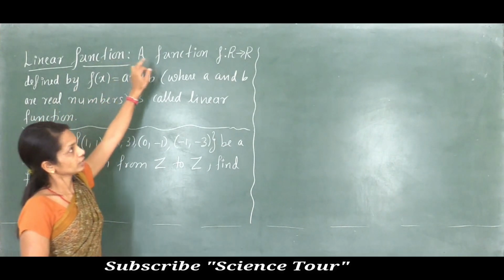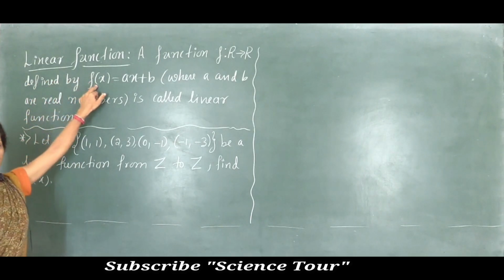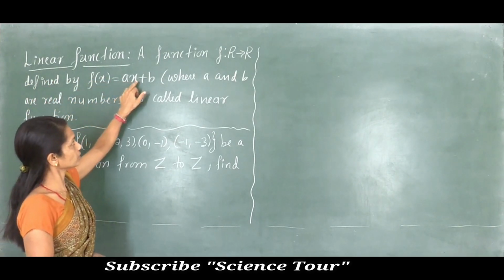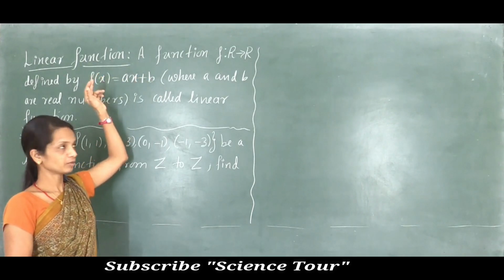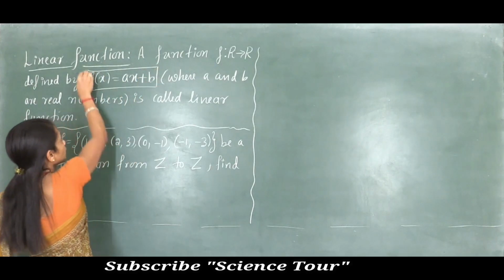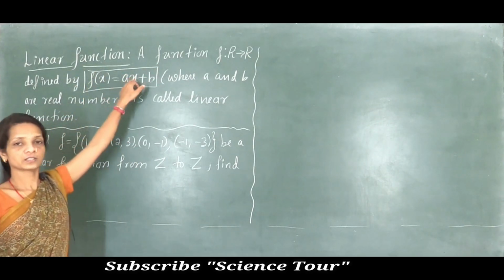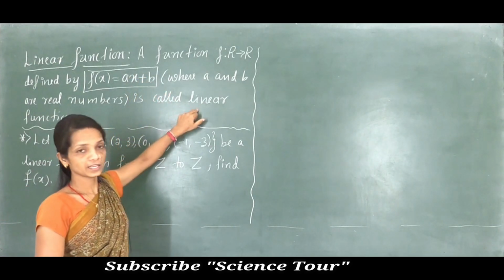A function f from R to R defined by f of x equal to ax plus b, where a and b are any real numbers, is called a linear function. So f of x equal to ax plus b type of function is called a linear function.